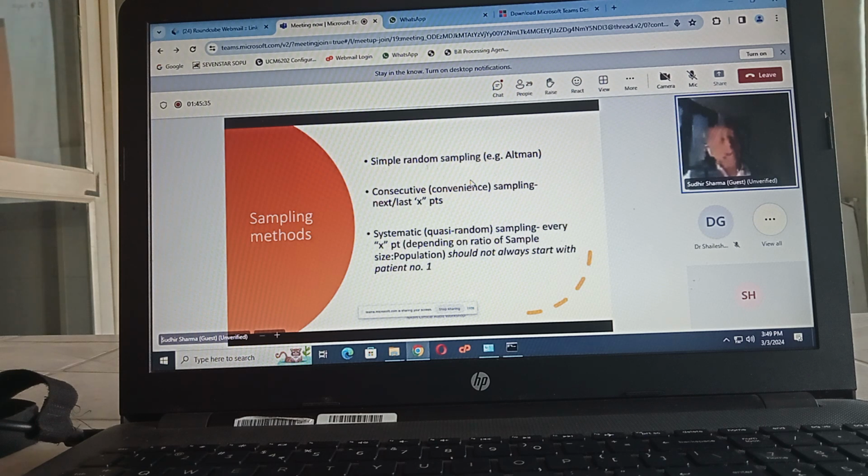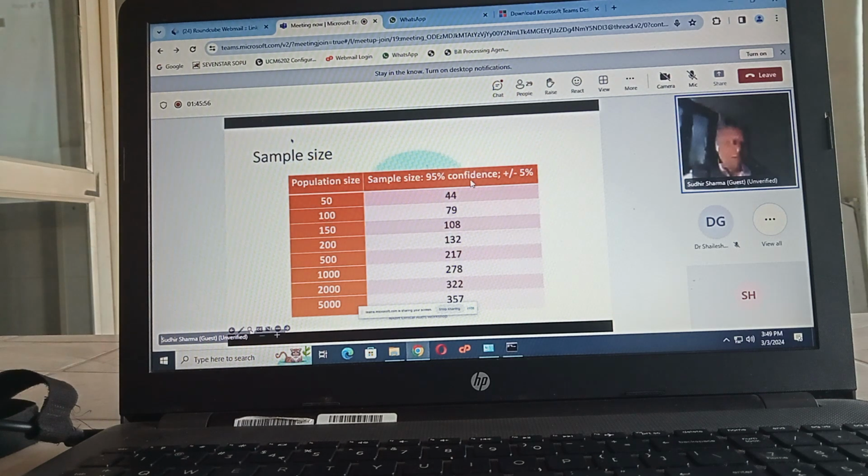Every one. Similar is consecutive sampling. That is next 40 patients, last 50 patients, next 100 patients. But that is too simple. So better method is quasi-random sampling, based on verified. Means every next patient, you have to look at the table. This is another form of the table, which is available.